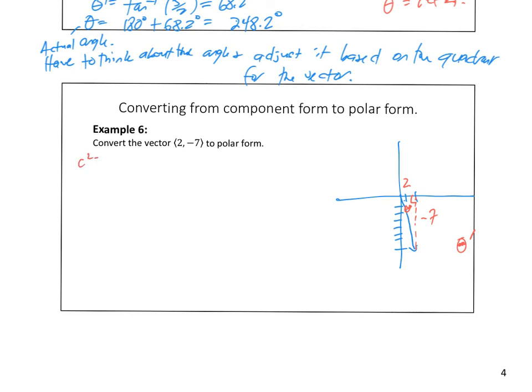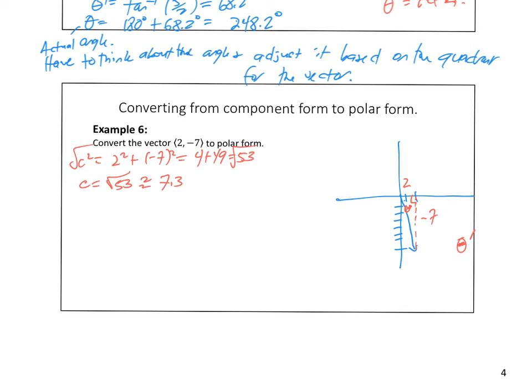So I can say c squared is equal to 2 squared plus -7 squared, which is 4 plus 49, which is 53. 53 is prime, so I can't simplify the radical. So c is equal to the square root of 53. If you would like a decimal approximation, that is about 7.3 units. So we found the magnitude. And now we need to find the direction.